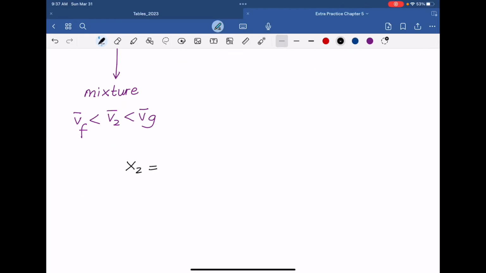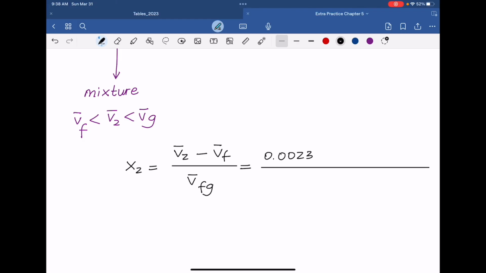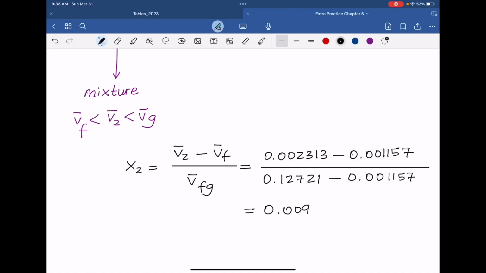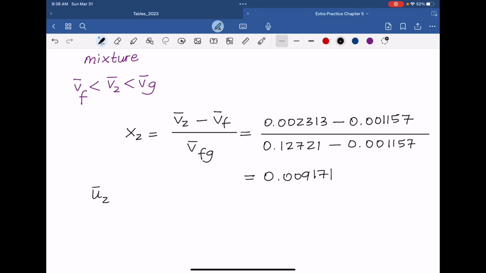To find the quality we need to know a specific property. In this case we know the specific volume at the second state. Remember, this is our formula. Then for that temperature we just have to read from our water tables the values of Vf and Vfg, and plug them into our formula. So V2 we already calculated, Vf we look up from the tables for that temperature, and then we know Vg from the tables. And the quality should be 0.009171.